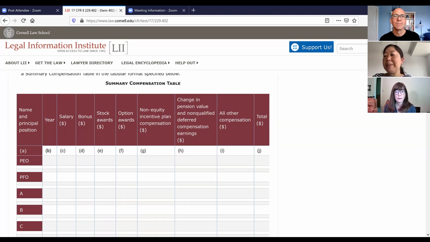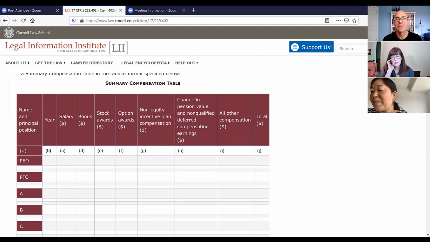So name and principal position. This is pretty straightforward. Once you know who your named executive officers are, you list them all in this column. A common question we get from time to time is, for the 3 highly compensated executive officers, do you have to list them in the order of compensation? The answer is no, although that is by far the most common convention. What you do have to do is remember to list all of your executives in the same order in all of your different tables so that it doesn't get confusing.